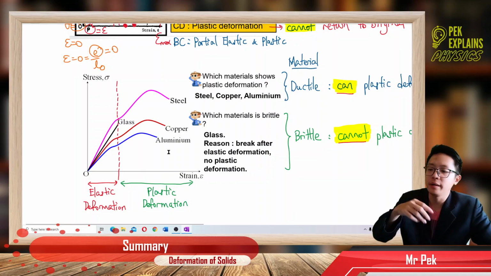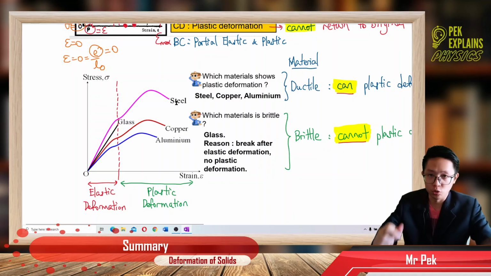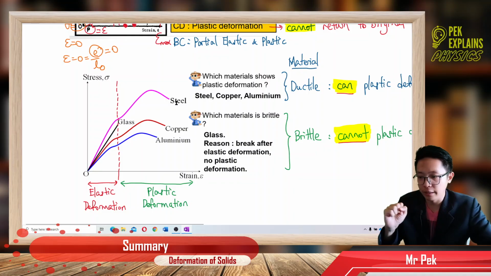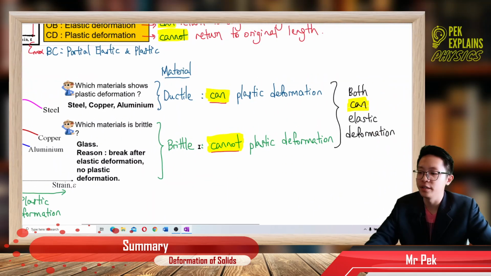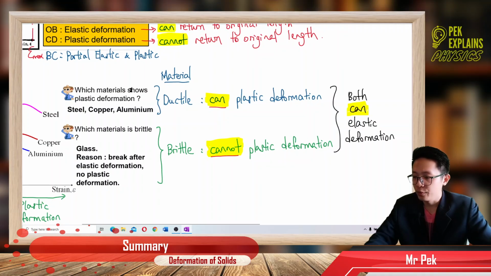But for steel, copper, and aluminium, you can elongate the steel, you can elongate the copper, you can elongate the aluminium. So we call it ductile material, they show plastic deformation. So what's the difference? Which material shows plastic deformation? Only the steel, copper, and aluminium. Which material is brittle? The glass. Why? Because it breaks after elastic deformation, no plastic deformation.